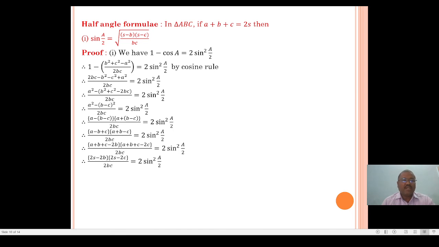So we get (2s minus 2b) into (2s minus 2c) upon 2bc. Cancel 2 from left hand side and right hand side. So we get (s minus b)(s minus c) upon bc equals sin square A by 2, and taking square root, we get sin A by 2 equals root of (s minus b)(s minus c) upon bc.